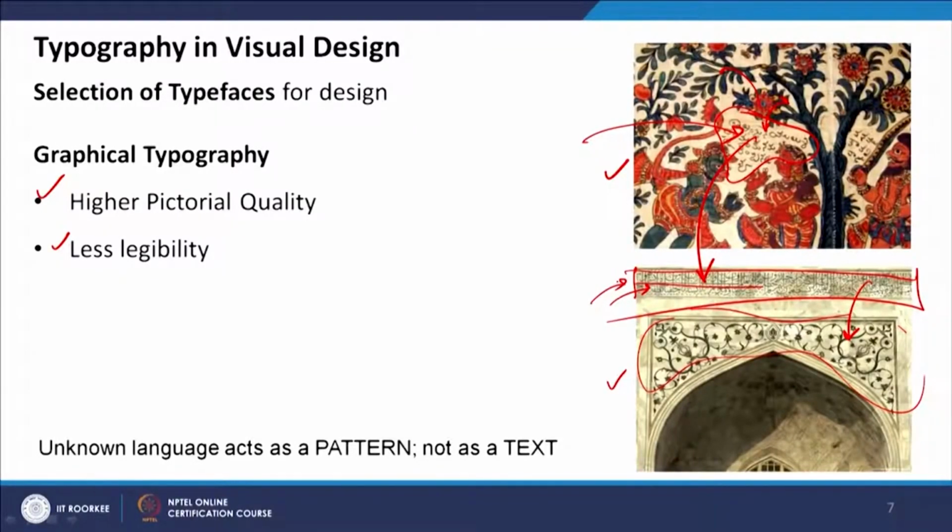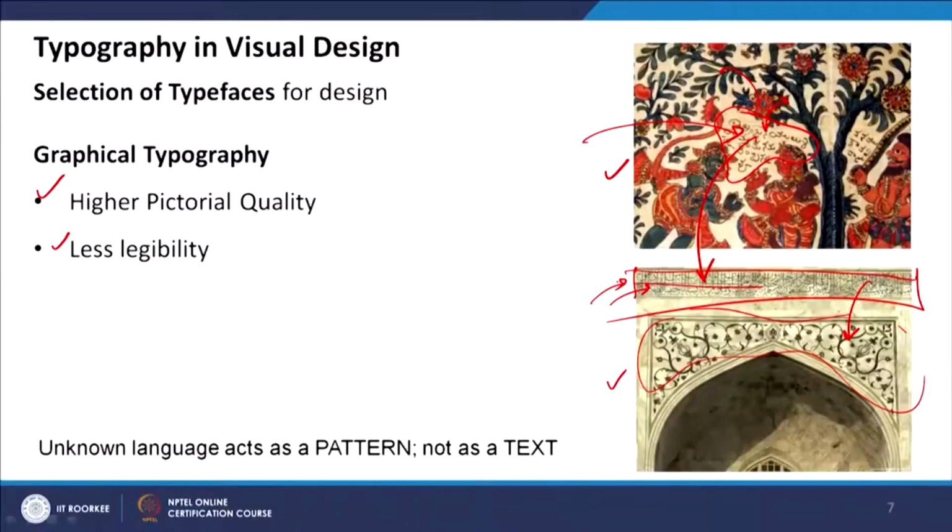And for example, if we have a Chinese restaurant's shop front design, so we should go with the Chinese calligraphic style of design. We should not take design inspiration from other languages' styles, for example Urdu or Telugu. So we will see how we can explore the graphical quality of typefaces when we create some design and create some new typeface designs. We will discuss this in this lecture in the next few parts. Unknown language acts as a pattern, not as a text, and which also falls under the graphical typography.